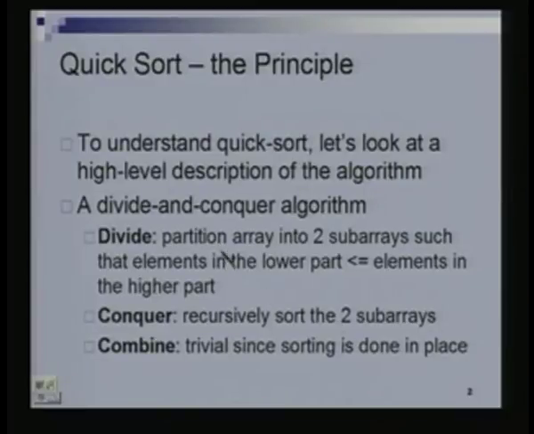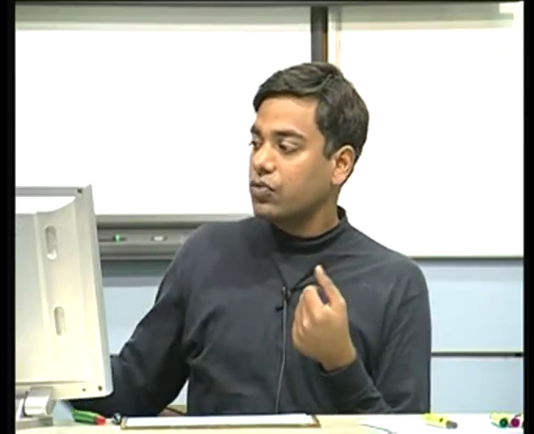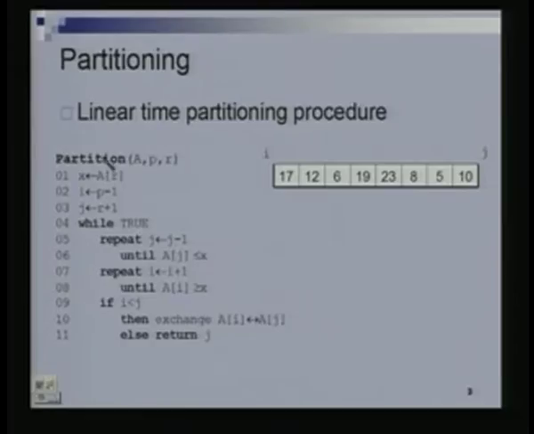So we will go one step at a time. We will understand first how this partition is done. We will give an algorithm to do the partitioning, which will be a linear time procedure. The partitioning is done around what is called a pivot element. I will take one of these elements as a pivot, and everything which is smaller than the pivot will be my lower part of the array, and everything which is larger than the pivot will be the larger part.